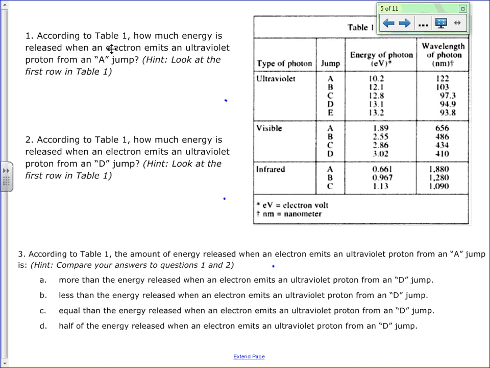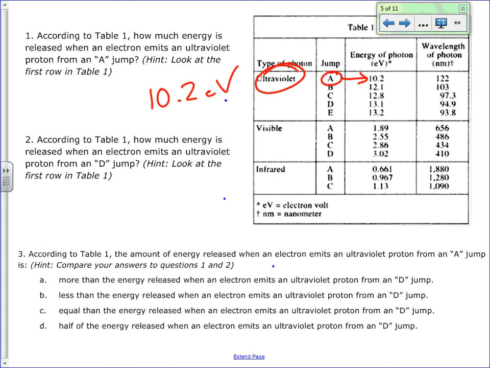At this point, if you're pressing play, you are ready to go through the answers to these questions. You've already answered questions 1, 2, and 3. So let's go through question 1. According to table 1, how much energy is released when an electron emits an ultraviolet photon from an A jump? How do we get this? I looked at electron emits ultraviolet photon, so I went to ultraviolet, and since it's asking about jump A, it's 10.2 eV from an ultraviolet photon. Brilliant. Perfect. Nice. All right, what about question 2?